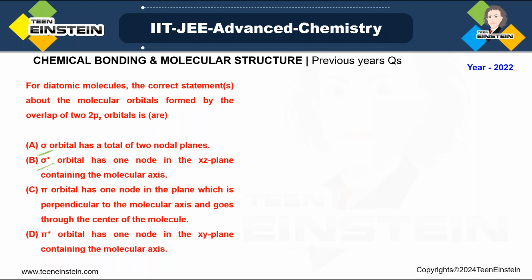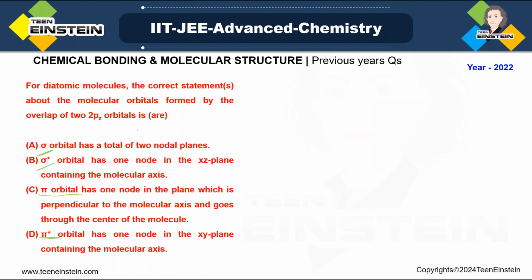one is related to sigma star orbital formation. And option C is pi orbital formation, that is pi bonding. Then option D is pi star. So A and B is sigma and sigma star, and C and D pi and pi star. So first we will consider A and B, where there is a sigma bond between two 2pz.